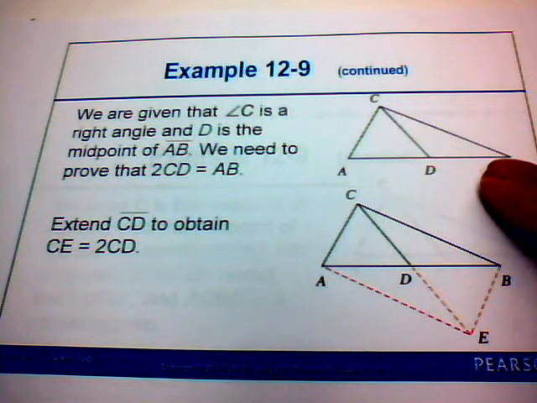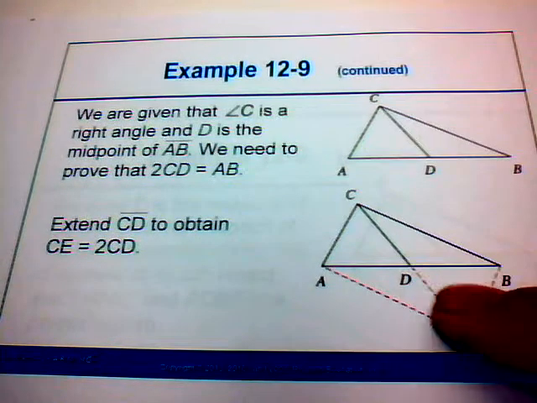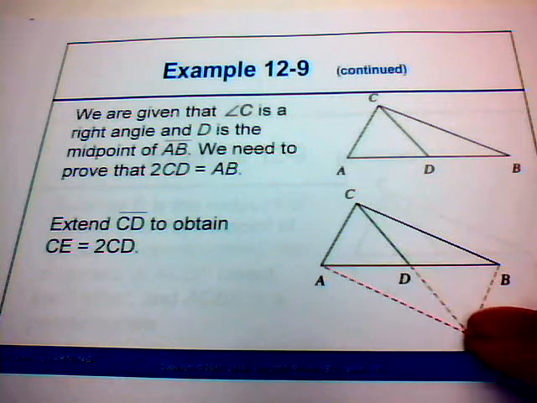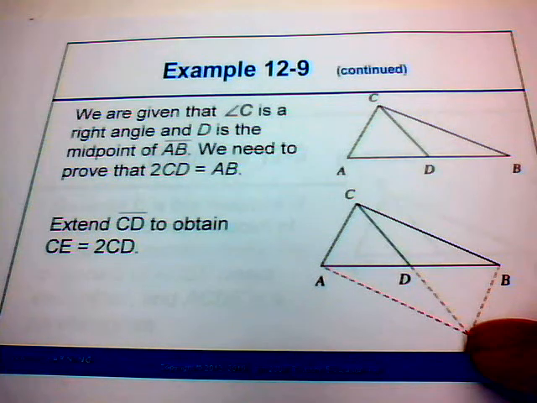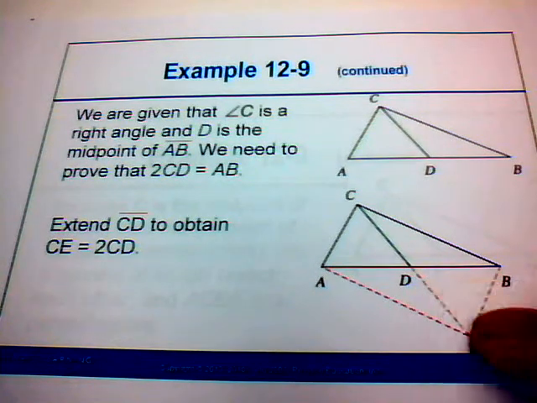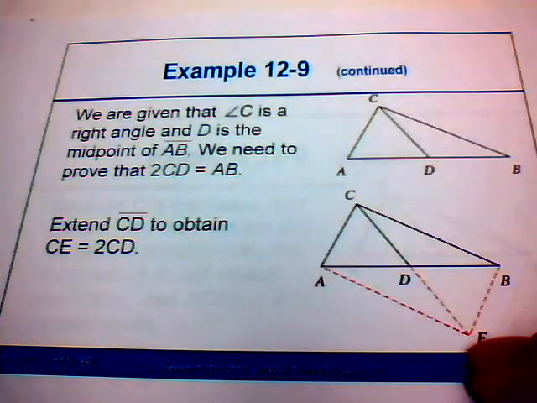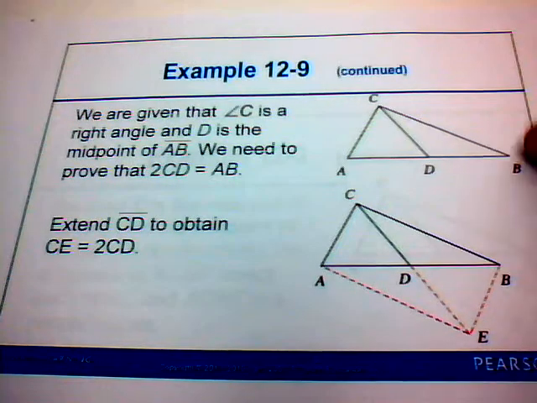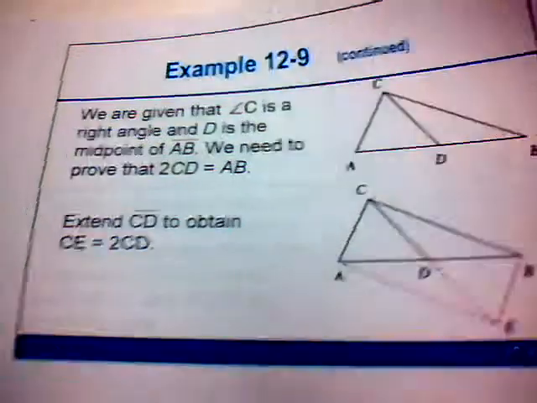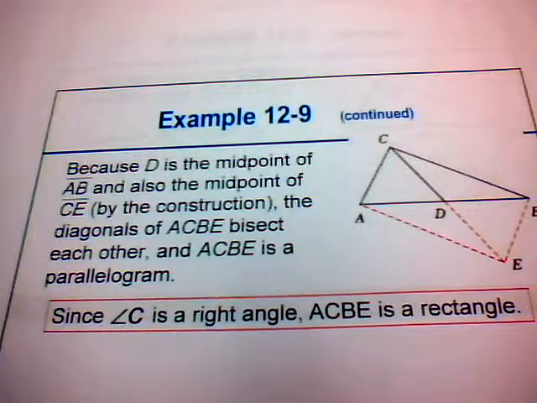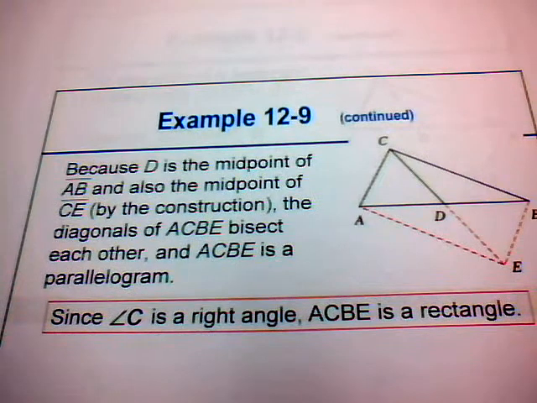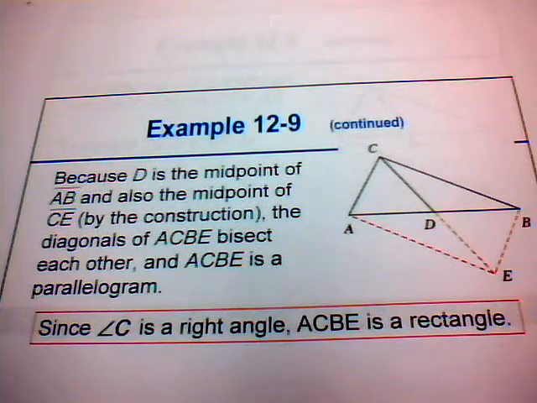And here's how we can do this. We're going to extend CD like this to obtain CE, which is going to be 2 times the length of CD. So as you can see, CD has been extended to obtain CE. Then they connected the other 2 lines from A to E and then from B to E. All right, now D is given to you as the midpoint of line segment AB because it is the median. And it's also the midpoint of CE by that construction.